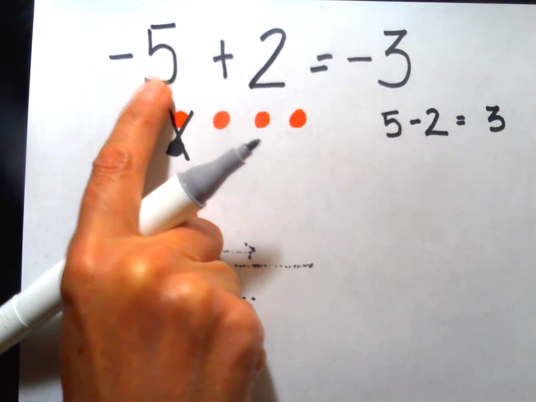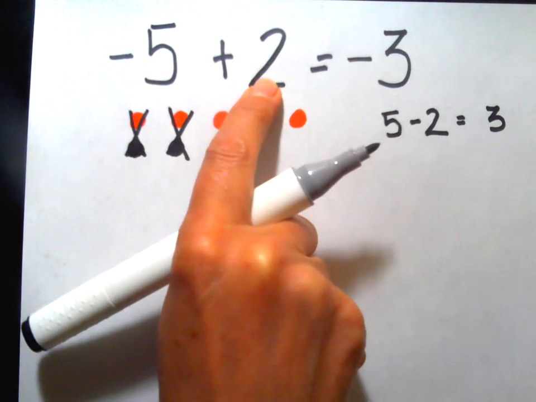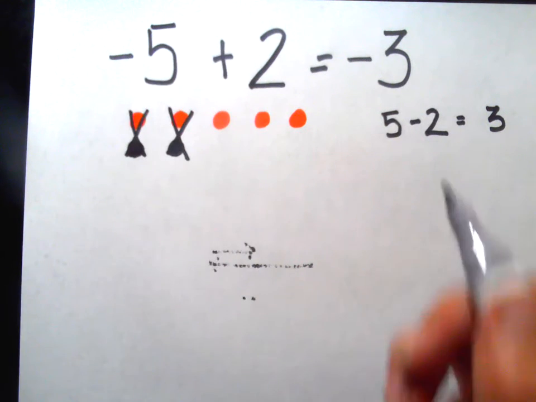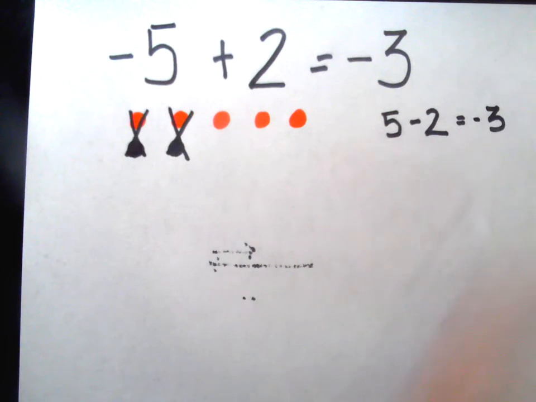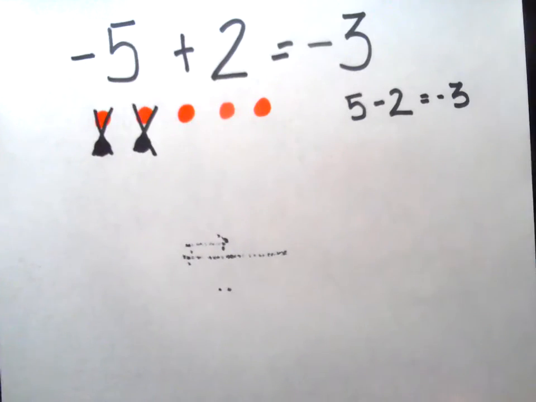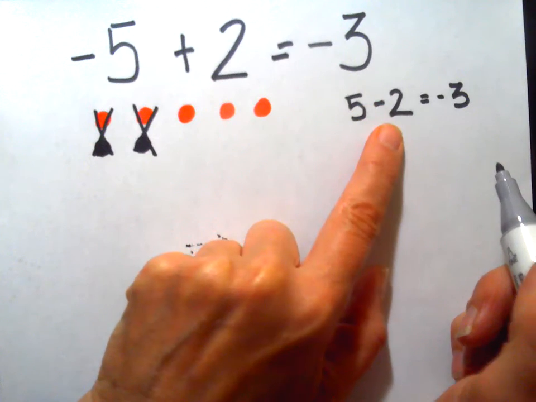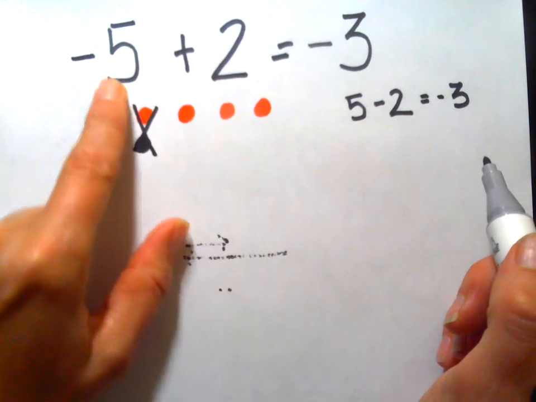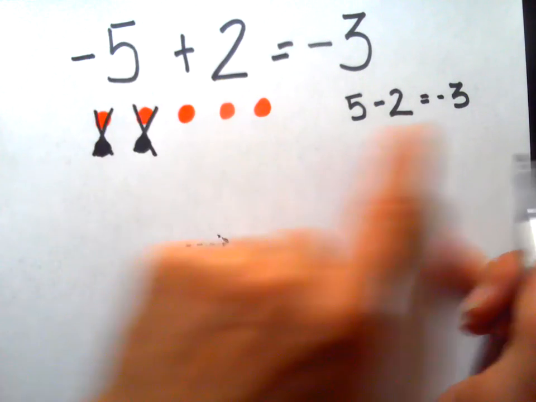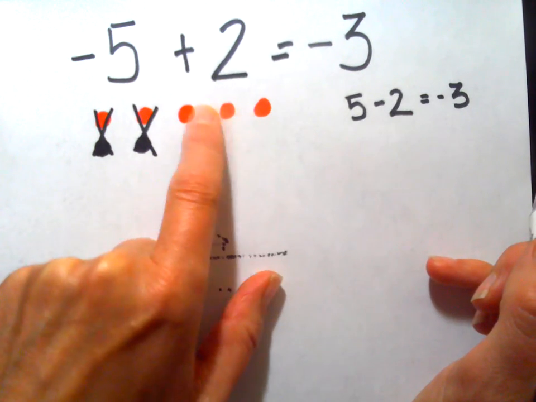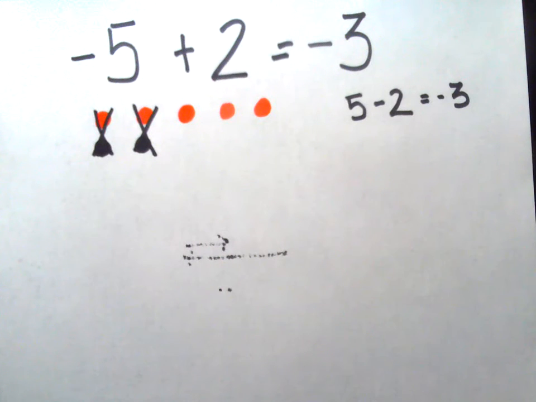This is further, 5 units away from 0. This is 2 units away from 0. I know that my answer is going to be negative because it's this one. So then I just put in a -3. So you're taking the absolute values of the numbers and subtracting them, and then looking at which one had the greater absolute value, and you're keeping the sign of that one. There's going to be more negative than there is positive.